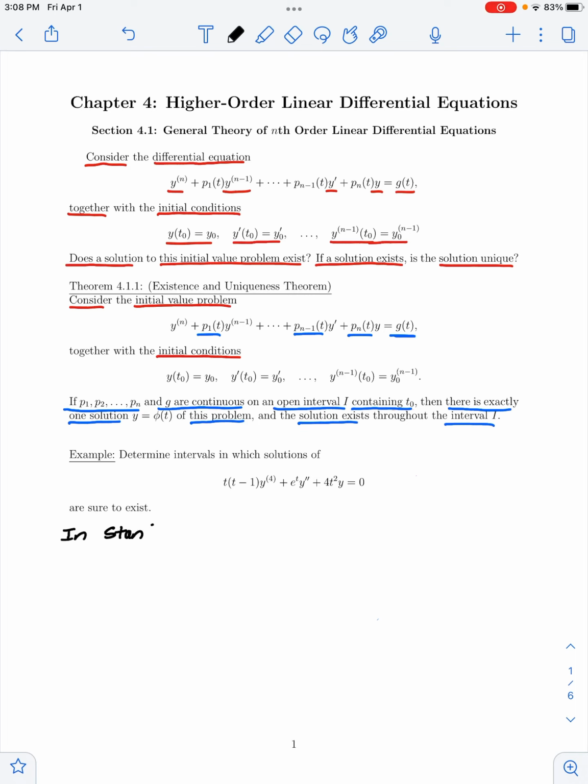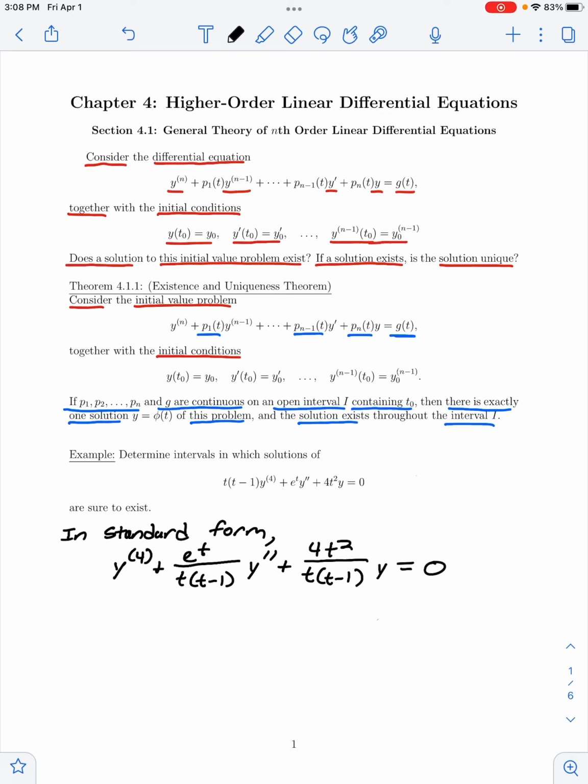So here, in standard form, we could rewrite our equation as the fourth derivative of y plus e to the t over t times t minus 1, y double prime plus 4t squared over t times t minus 1 times y is equal to 0.